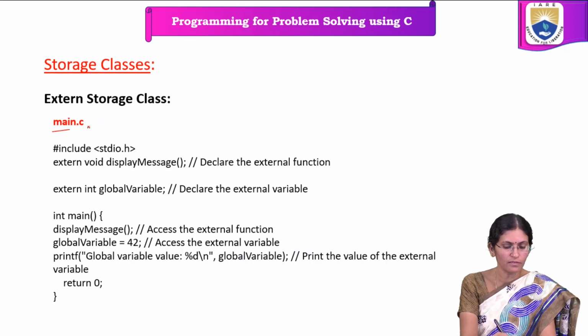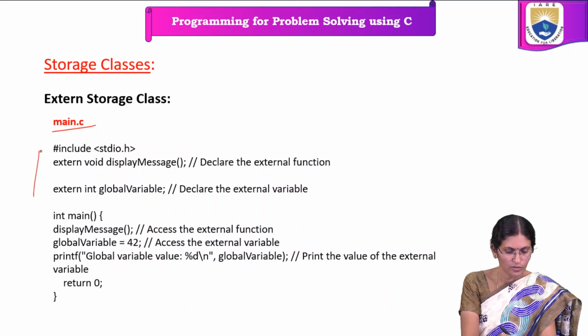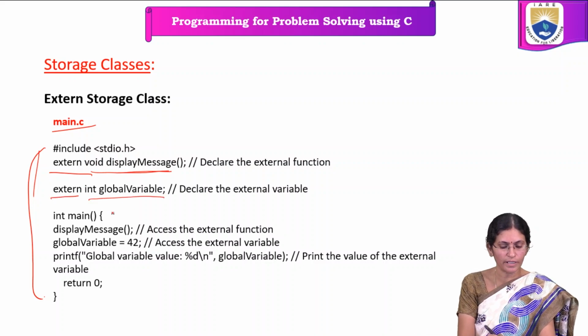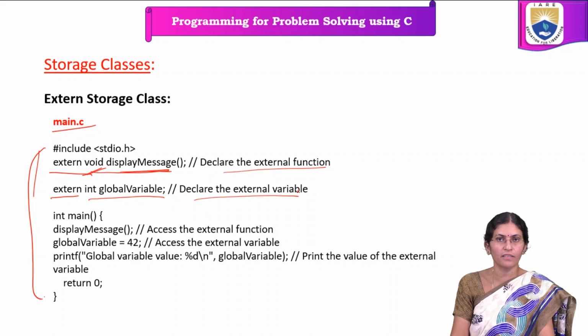So this is one file, main.c. In this file, these are the set of statements which are written. We have used the keyword extern here, along with the function, and we have used the extern keyword along with the variable. There is an integer variable, and the function, whose name is display message, has return type void. This declares the external function. Here it is declaring the external variable. This is the declaration of the external variable, and this one is the declaration of the external function.